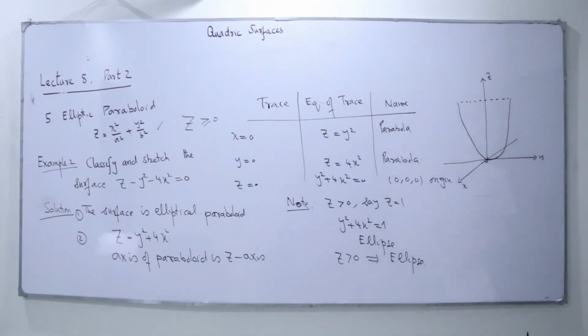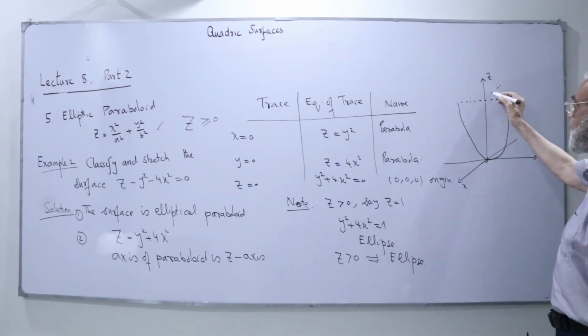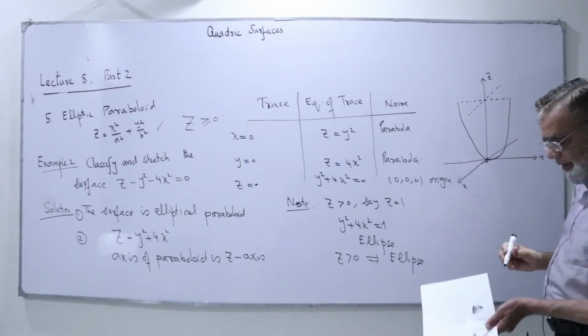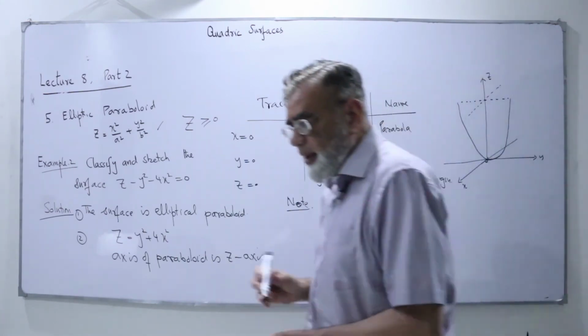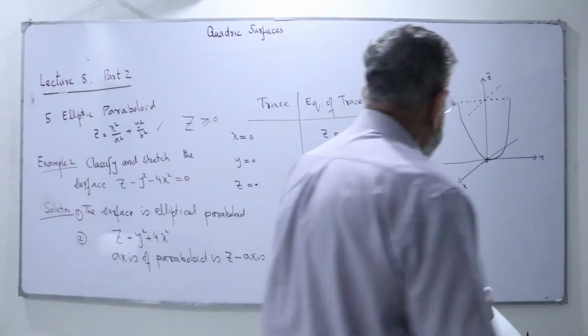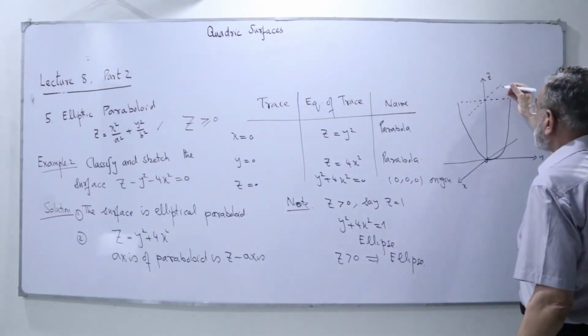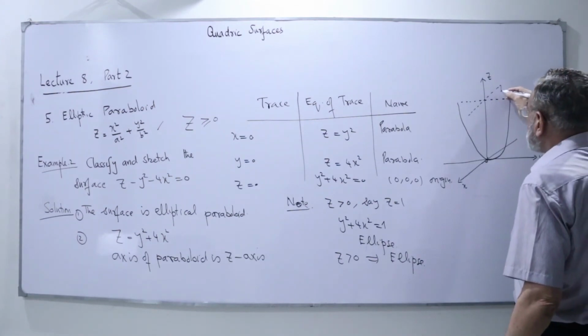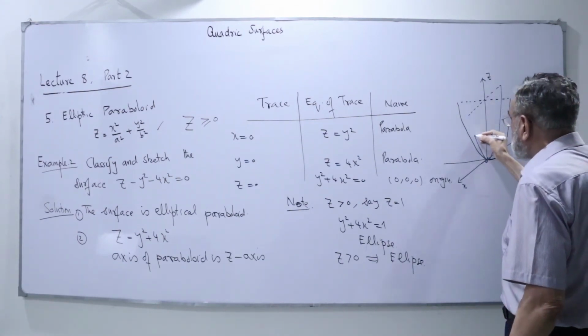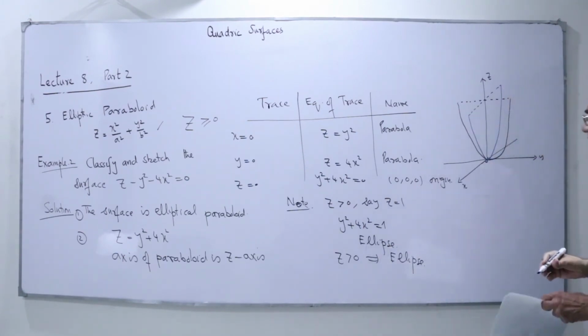Now I have here the xz plane. This is my xz plane. This is parallel to the x-axis. Now if I take here, I will get a parabola in the xz plane, and I just change the color. We are having here in the xz plane this parabola. This is the parabola in the xz plane.